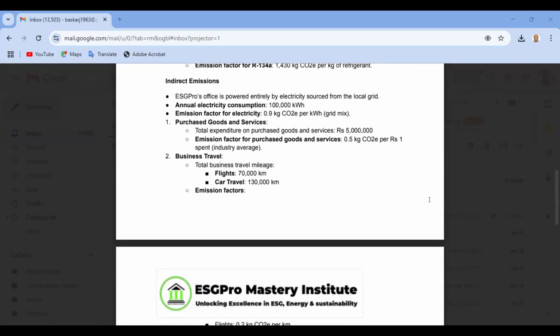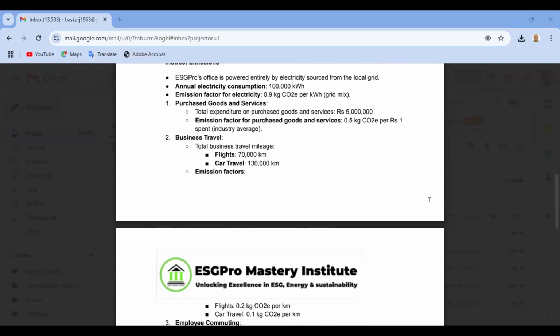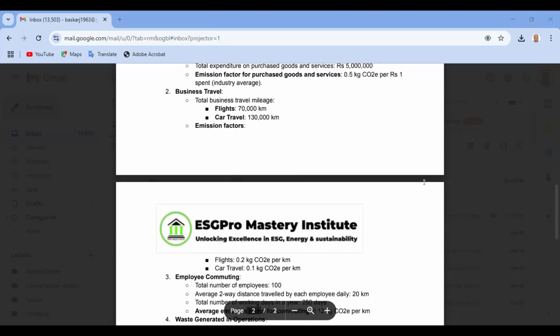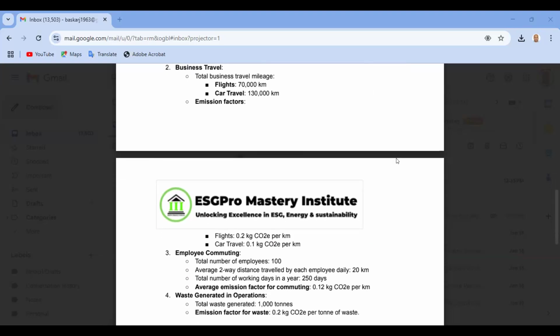Purchased goods and services. Total expenditure on purchased goods and services is about 5,000. The emission factor for purchased goods and services is 0.5 kg CO2 equivalent per rupee spent, which is the industry average. Business travel. Total business travel mileage in flights is about 70,000 and car travel is about 1,30,000 kilometers.